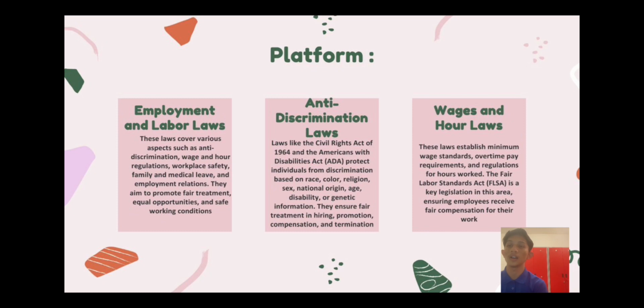So the next law, anti-discrimination law. For example, laws like the Civil Rights Act of 1964 and the Americans with Disabilities Act protect individuals from discrimination based on race, color, religion, sex, national origin, age, disability or genetic information. This is all because they want to ensure fair treatment in hiring, promotions, compensation and termination.